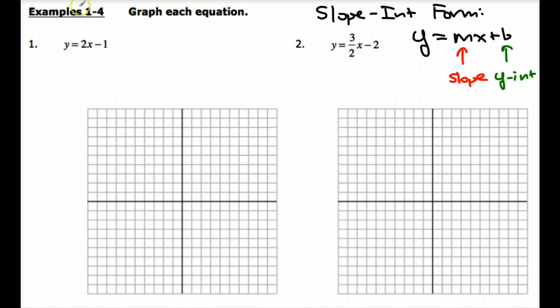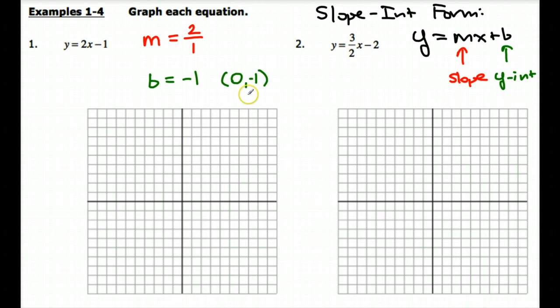If you look at number 1, I have the equation y equals 2x minus 1. I know that my m value, or my slope, is 2, and to help me do my graph I'm going to write it as 2 over 1, since it's a whole number. My b value for this one is negative 1, so I know that this line is going to go through the point (0, negative 1), because that's my y-intercept.